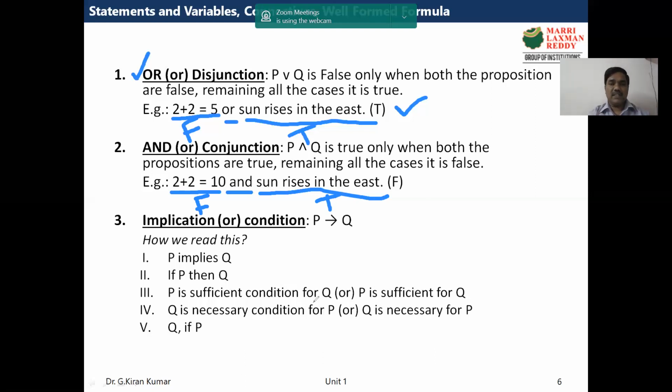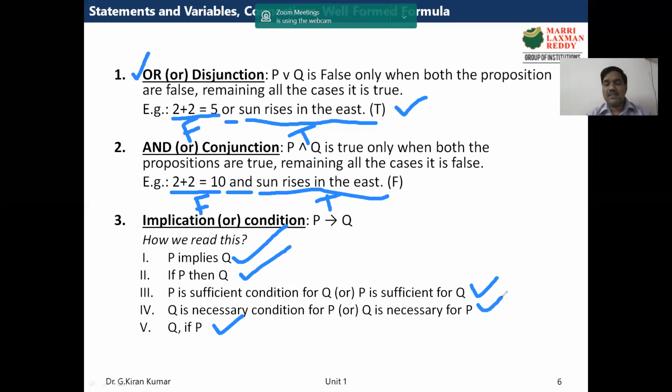Now for the implication, of course, there are several names for the implication. One is, of course, we read as P implies Q, and we can also read this as if P then Q, and P is a sufficient condition for Q, and next, Q is a necessary condition for P, and Q if P. These are different ways to read the implication. All these five are equivalent. So please make a note.